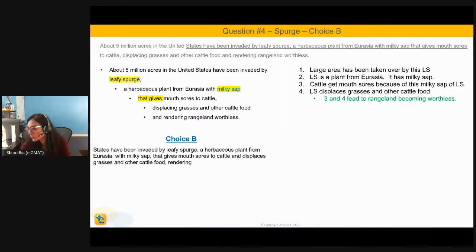Now, many of you can say that, hey, parallelism is all fine. Yes, parallelism is all fine between displacing and rendering. But this list is only grammatically parallel. This list does not make sense. Why? Again, because comma plus verb-ing displacing does not make sense in presenting the result of giving mouth sores, because neither giving mouth sores displaces grasses, nor is it the milky sap that is displacing the grasses. So it does not make much sense.